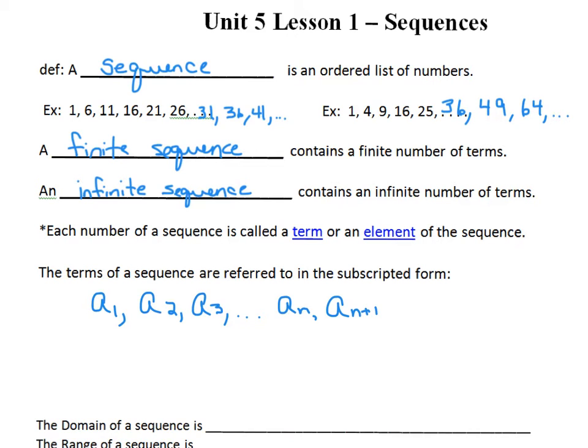Now there's nothing special about the letter A. Terms could also be referred to with a T, so T1, T2, T3, and so on. Continuing on, let me add one before the nth term this time. So the one before the nth term would have a subscript of n minus 1.